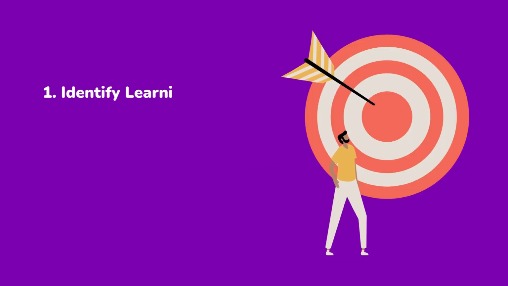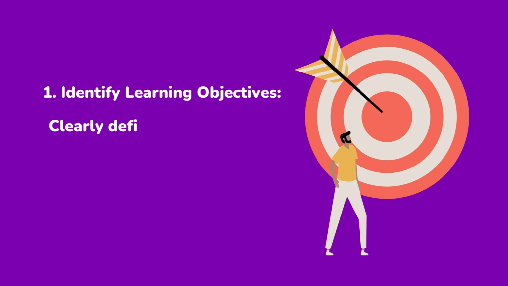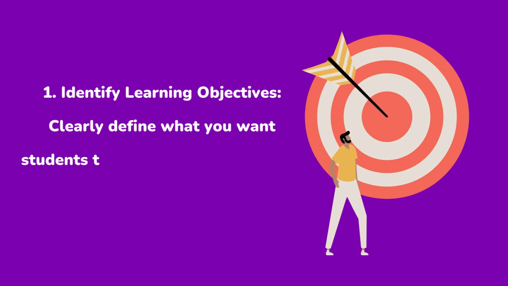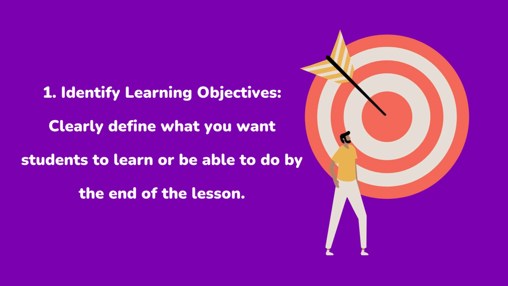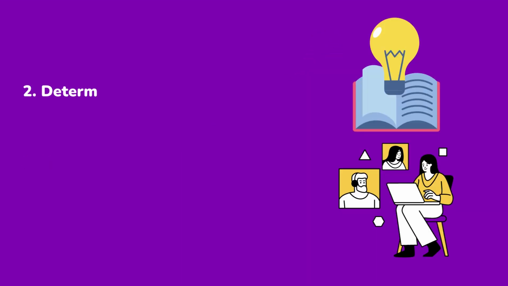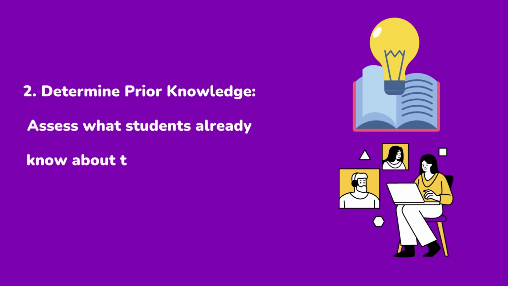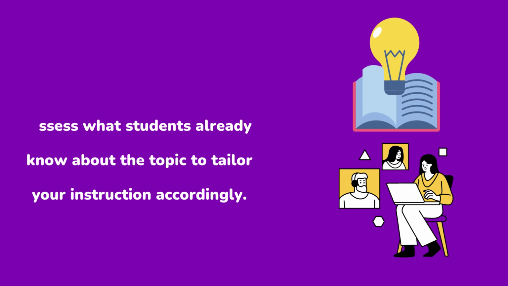1. Identify learning objectives. Clearly define what you want students to learn or be able to do by the end of the lesson. 2. Determine prior knowledge. Assess what students already know about the topic to tailor your instruction accordingly.